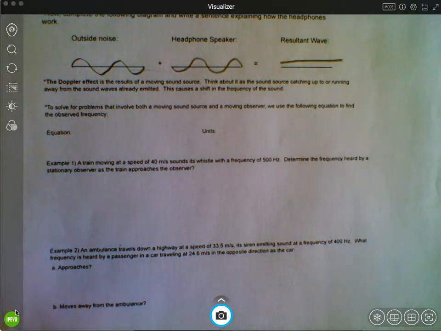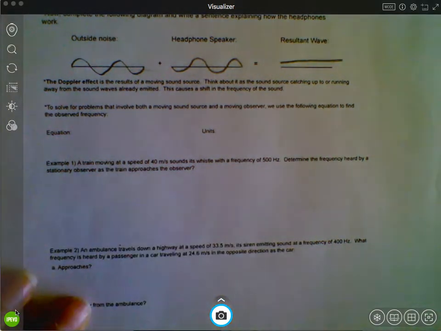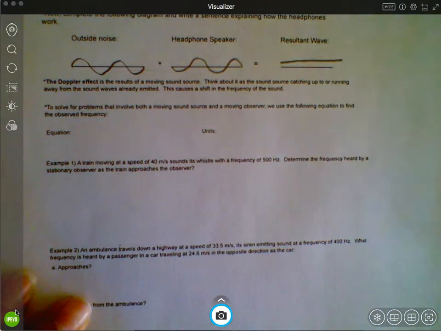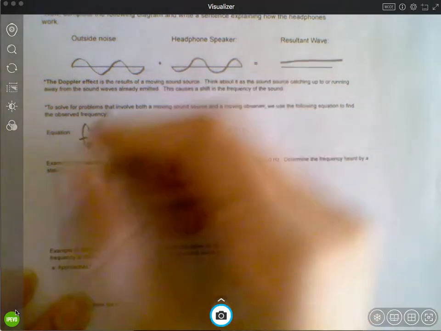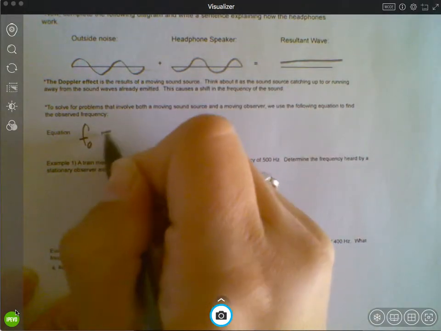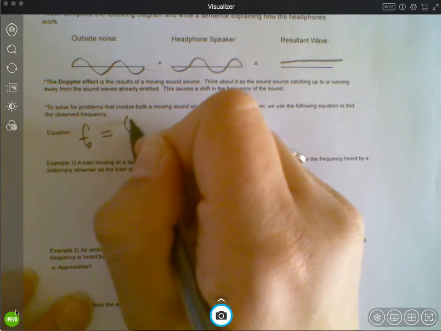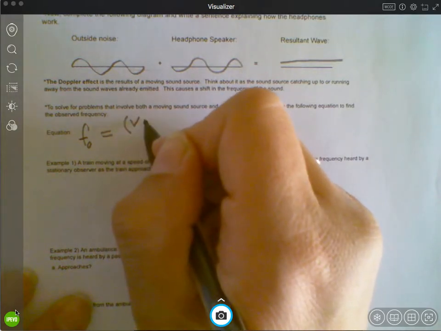All right, so the equation we use to solve for the Doppler effect is a little weird and a little complicated, all right? So frequency of the observer, or observed frequency, okay? Plain V is velocity of sound.